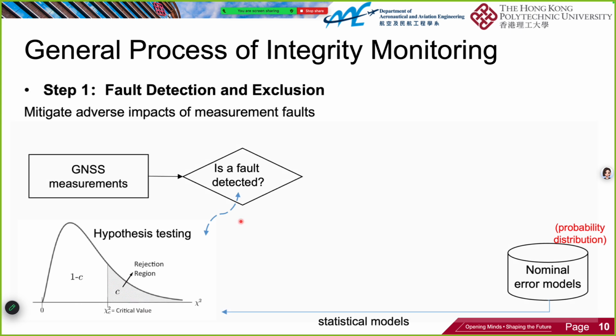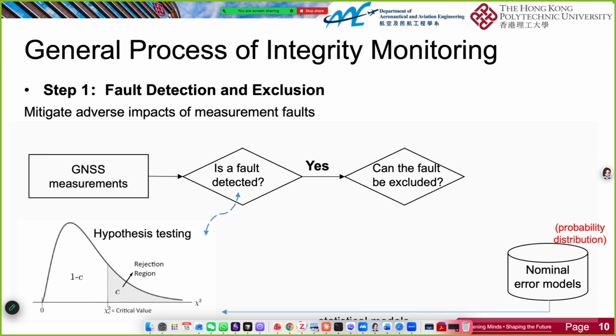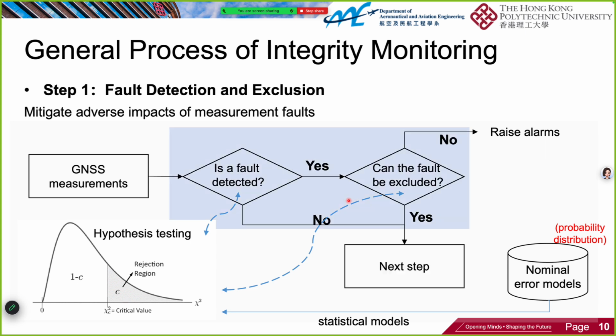After that, we perform fault exclusion. If a fault is detected, we ask another question: can this fault be excluded? If the fault cannot be excluded, then we raise an alarm. This warns the users that the current operation should not continue because we cannot mitigate the adverse impacts of this fault. If the fault can be excluded, then we move to the next stage.